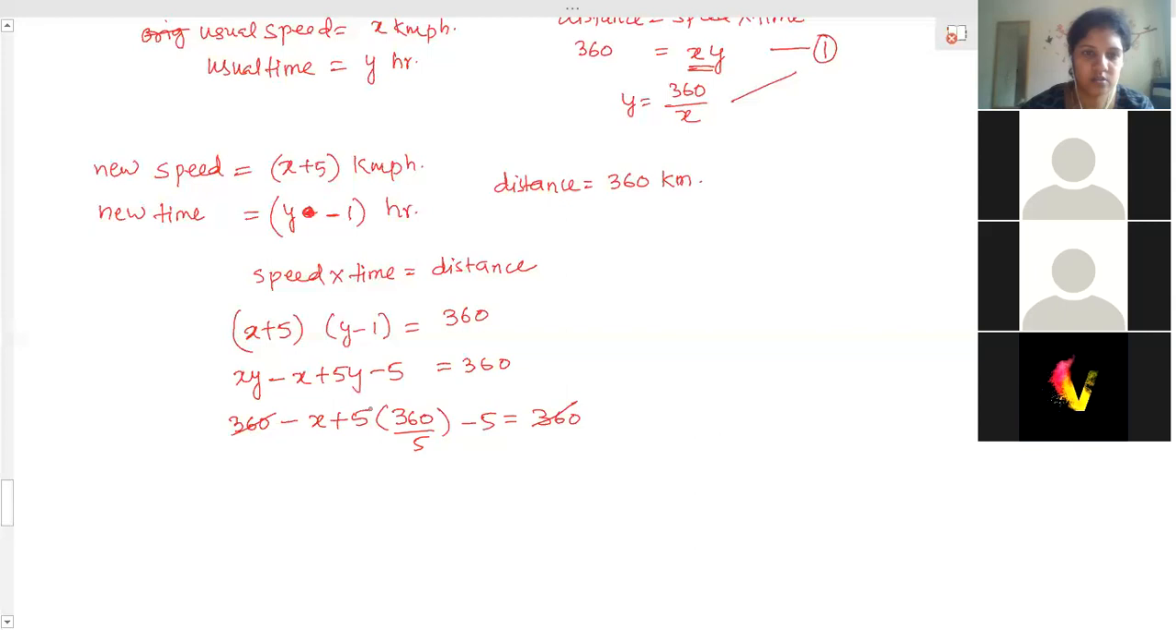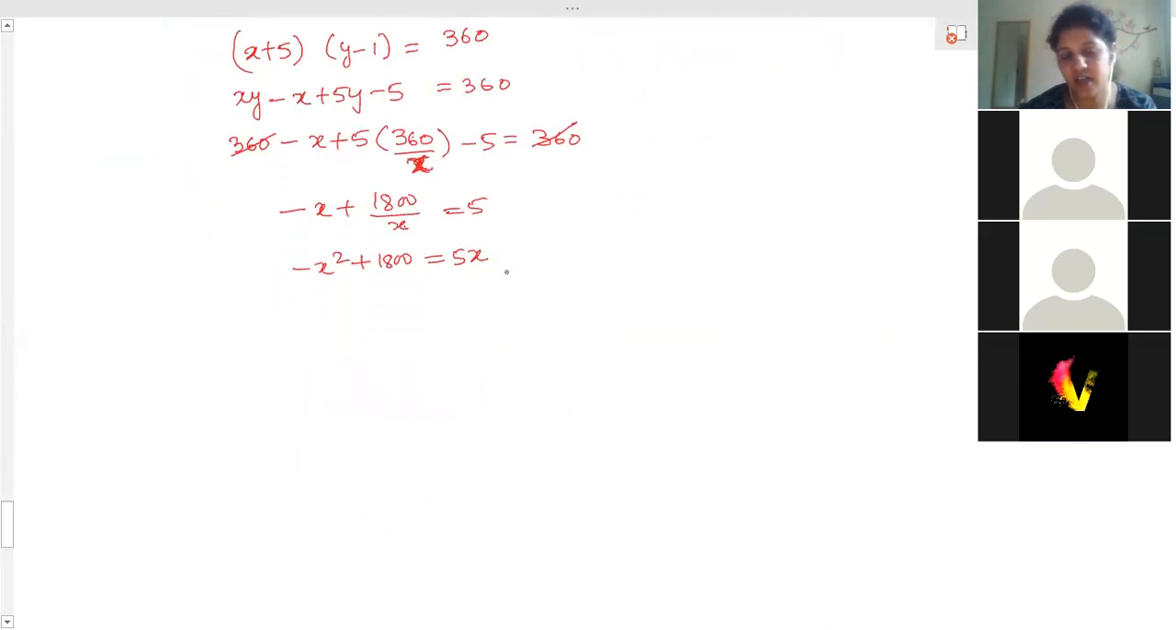Now 360 by x, sorry, this is x. Now take the LCM, take 5 on the other side. Minus x plus 5 into 360 is 1800 by x is equal to 5. So take the LCM: minus x square plus 1800 is equal to 5x. That is, the denominator x goes to the RHS, it will become 5x.